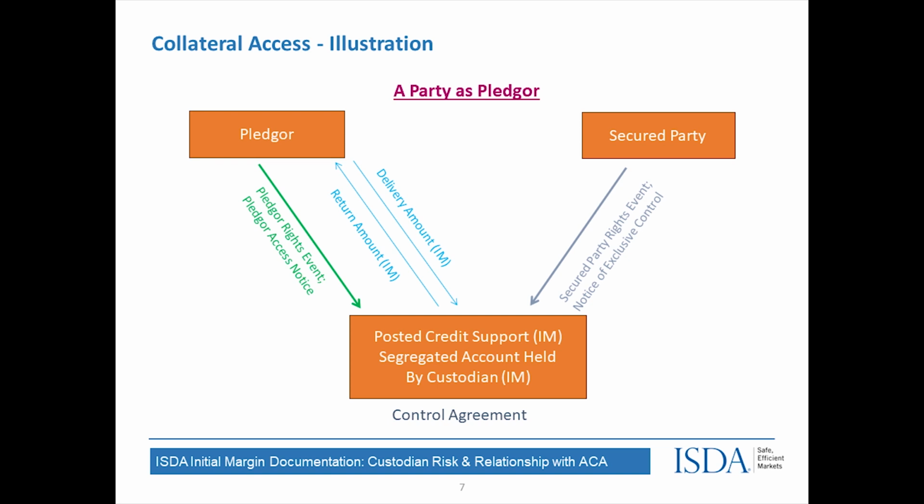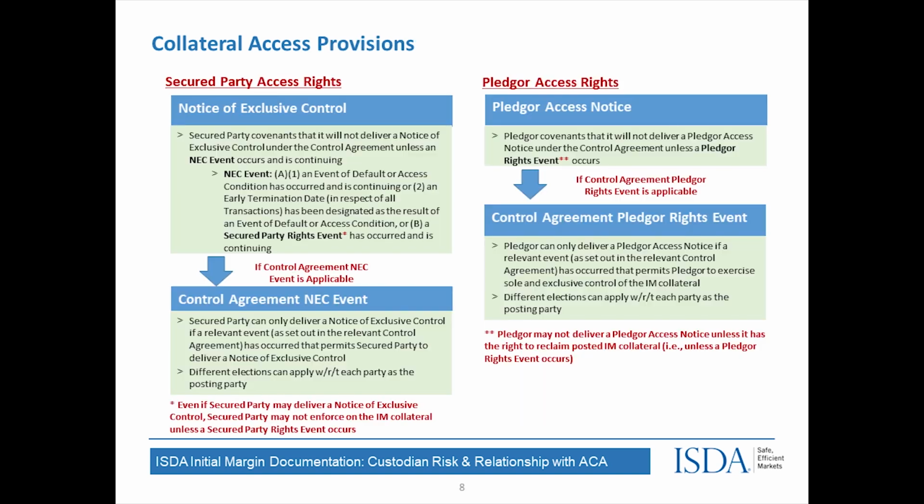We're going to talk about each of those concepts more in a second, but the idea is basically the same as what's occurring right now under third-party account control agreements. You have access conditions in which the secured party can foreclose, and you have access conditions in which the pledgor can gain access back to its initial margin. This is both on a bilateral basis, that both parties can be pledgor or secured party at the same time, and will be. Moving to the next slide, which is the collateral access provision slide.